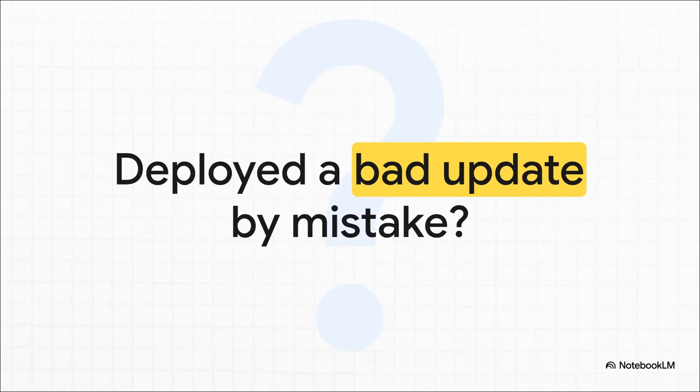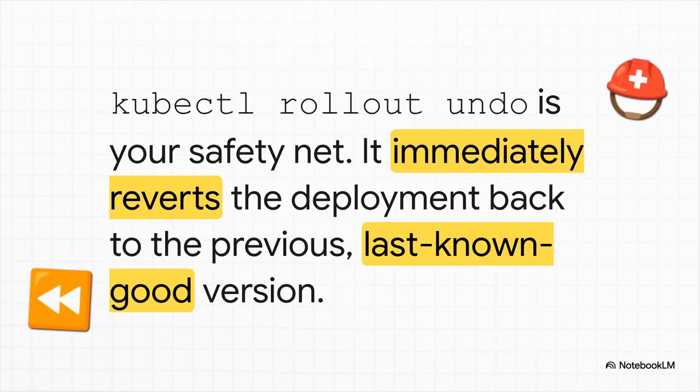Oh man, it happens to every single one of us. You push out a new version of your code and suddenly everything is broken. You've got a bad update out in the wild. What's the fastest way to fix it? I'd like to introduce you to your new best friend, the emergency undo button. The rollout undo command tells Kubernetes to immediately, and I mean immediately, revert the deployment back to the previous version that was working. It is an unbelievably powerful way to recover from a disaster in just seconds.